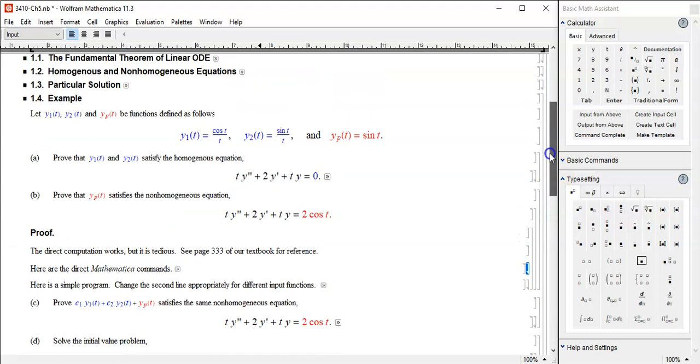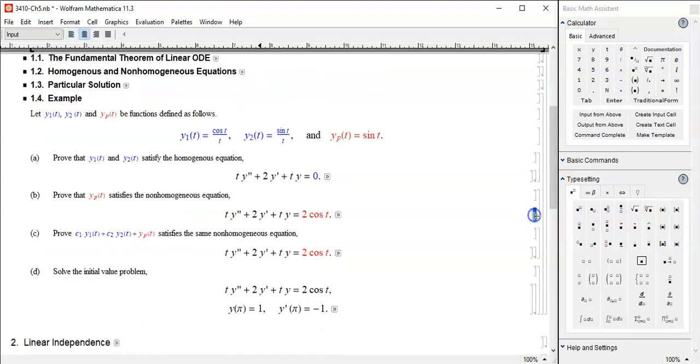Of course, you can do all this by brute force computation, but it's too tedious. Now, prove that c1y1 plus c2y2 plus yp of t satisfies the same equation. I want to leave this proof to you. It's available in my notebook, but I'm not going to show you.